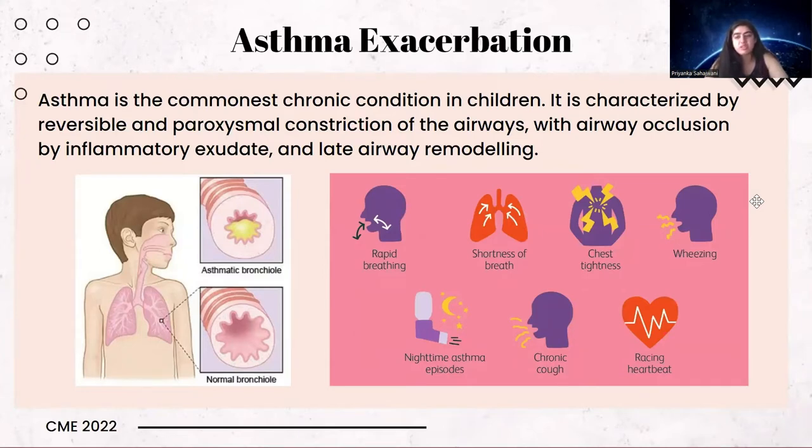So basically it is a chronic inflammation where you will have repeated episodes of inflammation. Characteristically you will have rapid breathing, shortness of breath, chest tightness, wheezing. Nighttime asthma episodes are very common, a chronic cough and a racing heartbeat. Whenever you have rapid breathing, wheezing sounds, shortness of breath and chest tightening, that is when you know you have an exacerbation of asthma. And most commonly, it will occur at night.